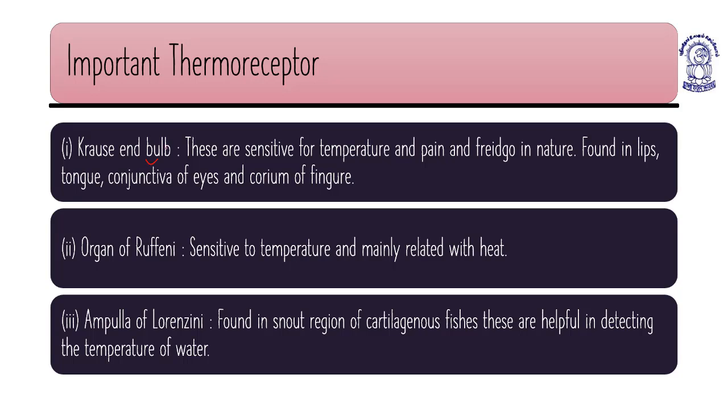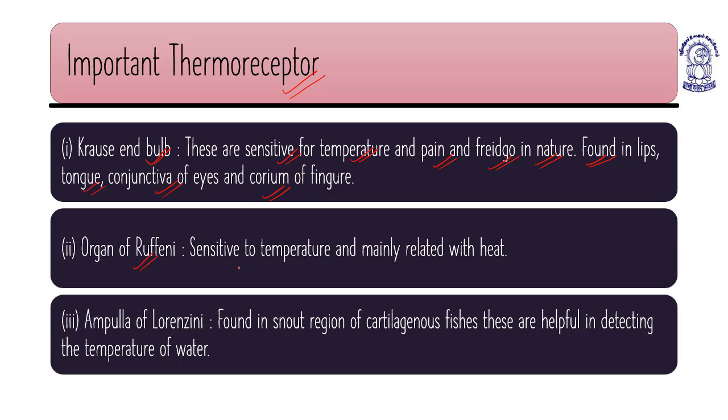Krause's end bulbs are sensitive for temperature. So these are thermoreceptors. Krause's end bulbs are sensitive for temperature and pain and are frigid in nature, meaning they detect change in temperature. They are found in lips, tongue, conjunctiva of eyes, and corium of finger.